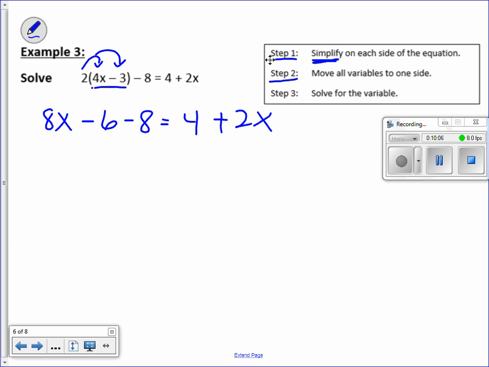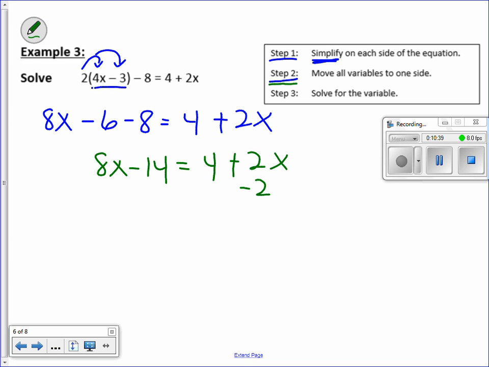So I don't have any more parentheses. But I still need to simplify because I have like terms. So if I simplify, I have 8x minus 14 is equal to 4 plus 2x. And now I can tell that both on the left and the right of that equal sign, my expression is simplified. I cannot combine any more like terms. From here, I go to step 2, and it says move all variables to one side. When in doubt, move all variables to the left.